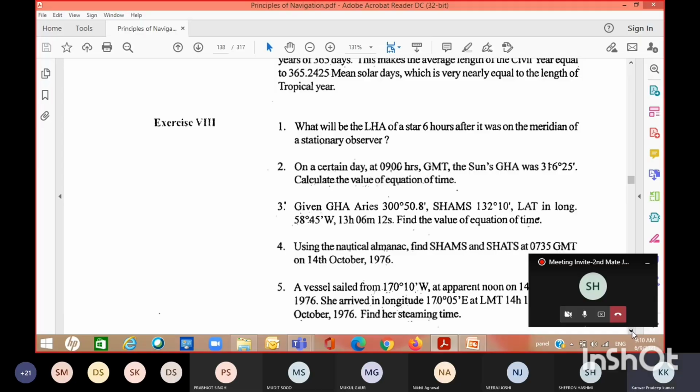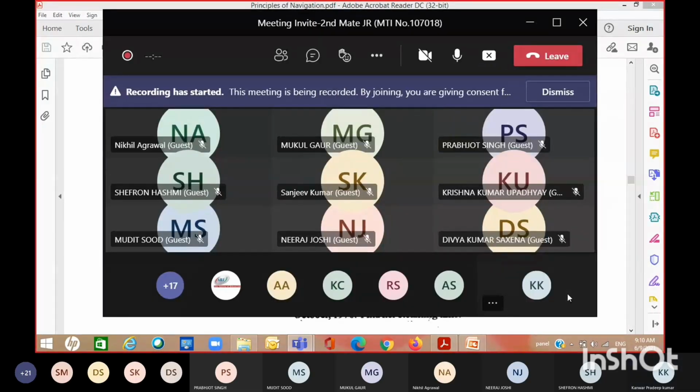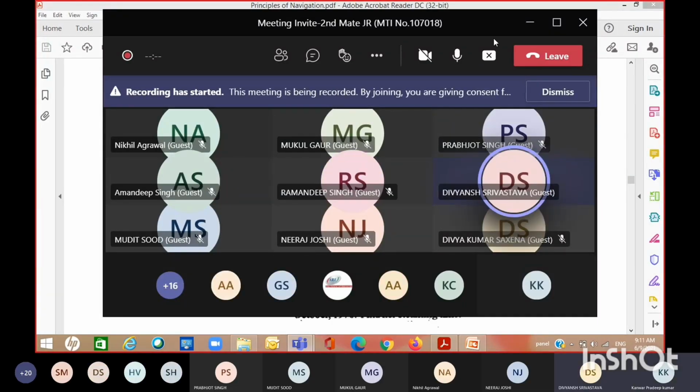Just draw the diagram and show me on the camera. Whoever has drawn the diagram, let me have a look. Whoever has finished drawing, just show it to me. Yeah, very good. Show me the diagram.